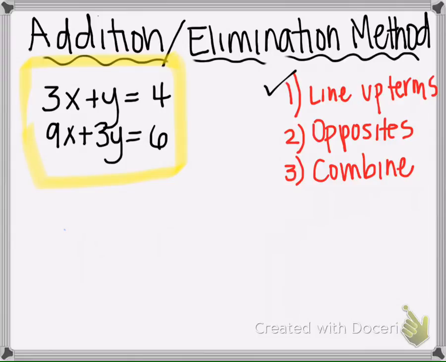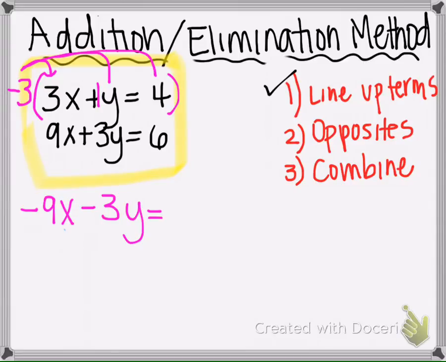Step 2 is we need either the x terms or the y's to be opposites. So for example, I can multiply the top equation by -3, and then when I do that, I'm going to have negative 9x, and then I'm going to have a positive 9x. So I'd have -3 times 3x is negative 9x, and then -3 times positive 1y is negative 3y, and then -3 times 4 is negative 12.